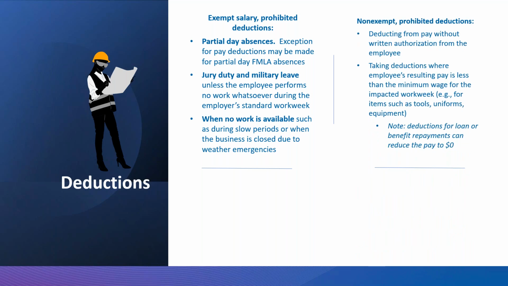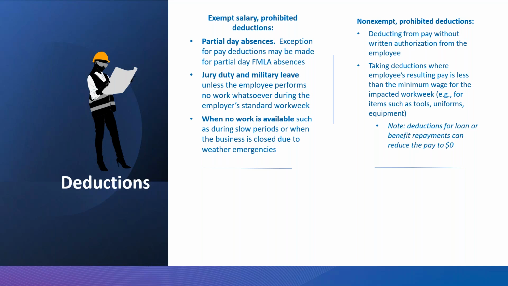So for non-exempt employees, you have a lot more latitude to make deductions, but you want to make sure that those are authorized in writing. So you can't do it unless you have that written authorization, and you also can't take the deduction if they end up earning less than minimum wage. So if you have a minimum wage earner, you're not going to be able to take a deduction from their pay for something like equipment or uniforms.